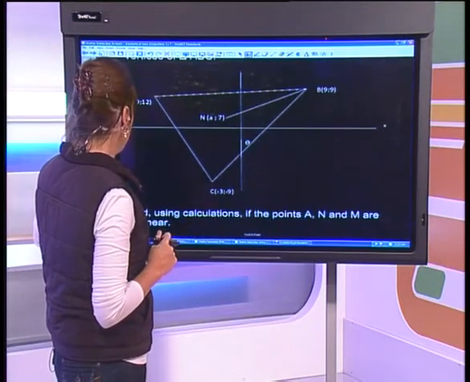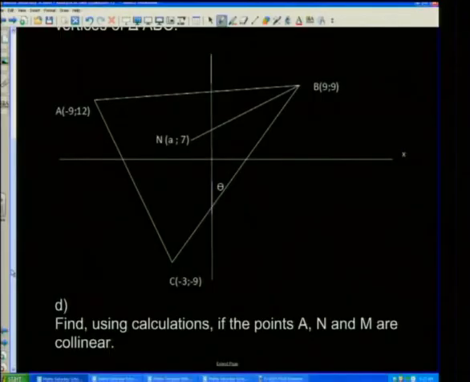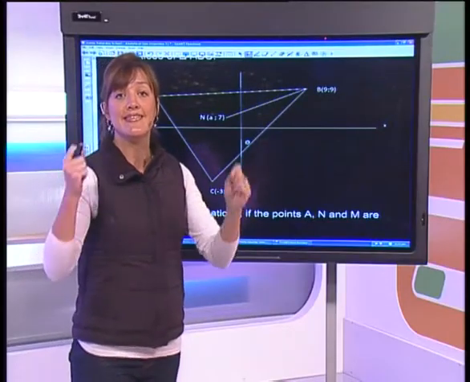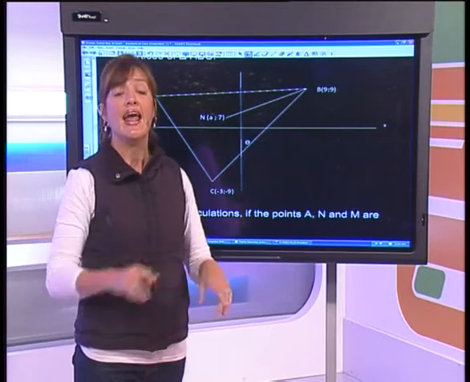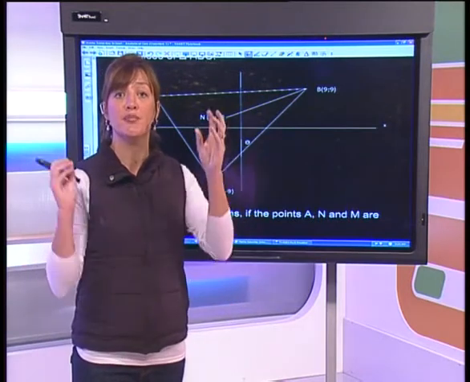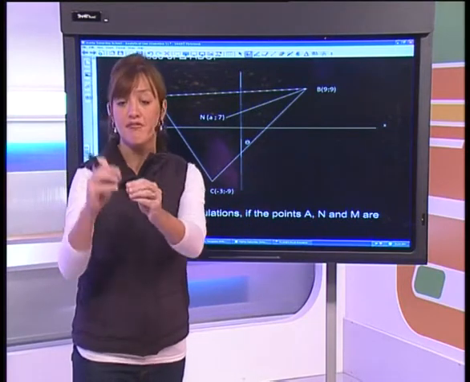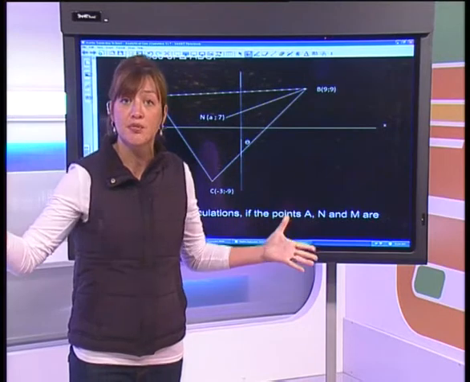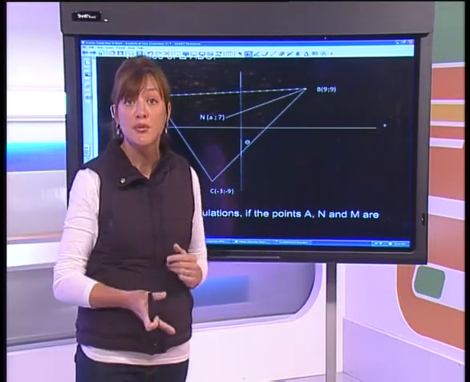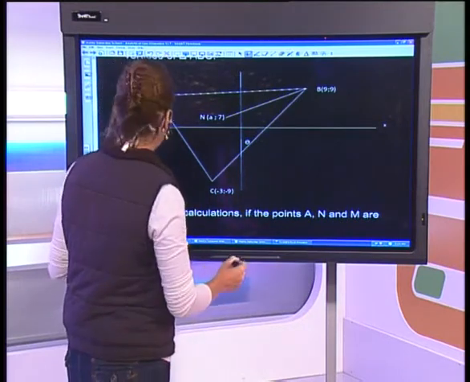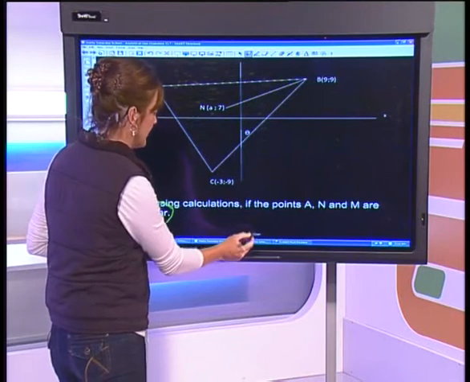Right, last question over here. We are asked to prove that point A, point N, and point M are collinear. Grade 12s, what collinear means is that they're all sitting on the same line. The way you prove collinear points is you prove that the gradient from the one point to the next point is the same as the gradient from the next point to the next point. If we can prove that they've got the same gradients, we are proving that they are collinear, sitting on the same line. So that is our mission over here.